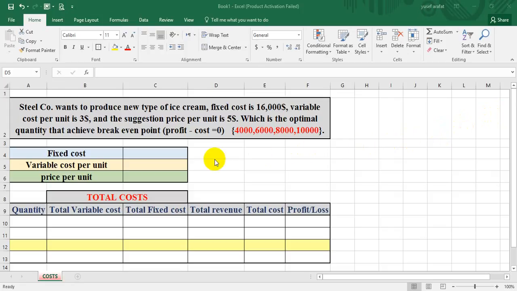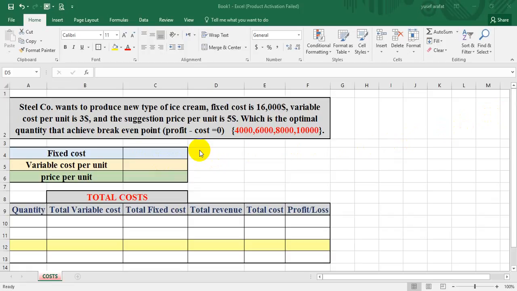Assalamu alaikum warahmatullah. Today we will talk about how to determine the costs. If you have a company or institution, you have to determine the costs for your products.